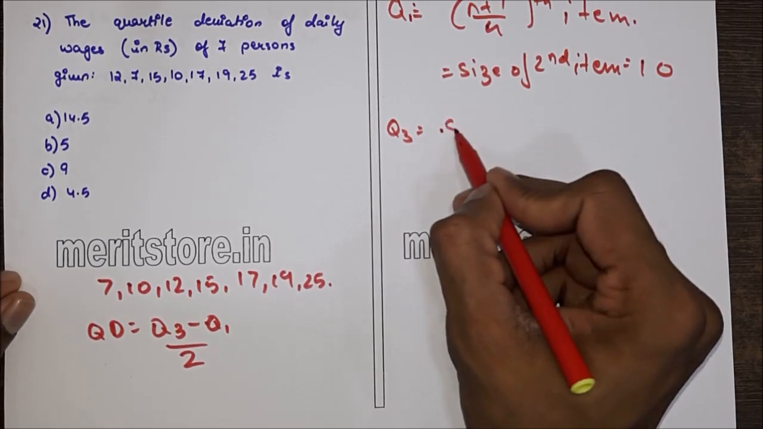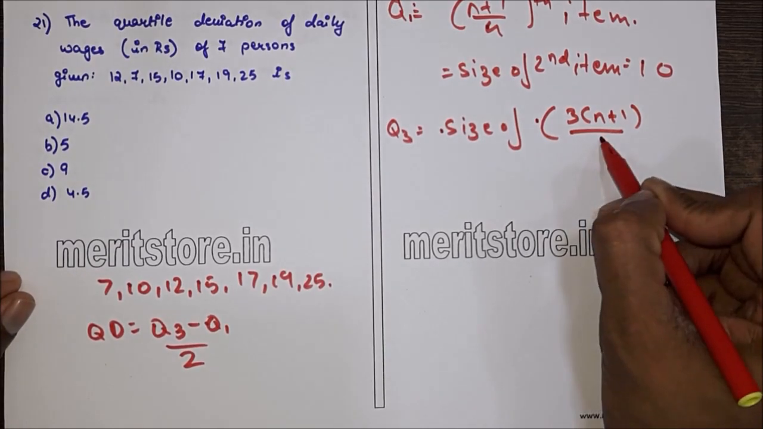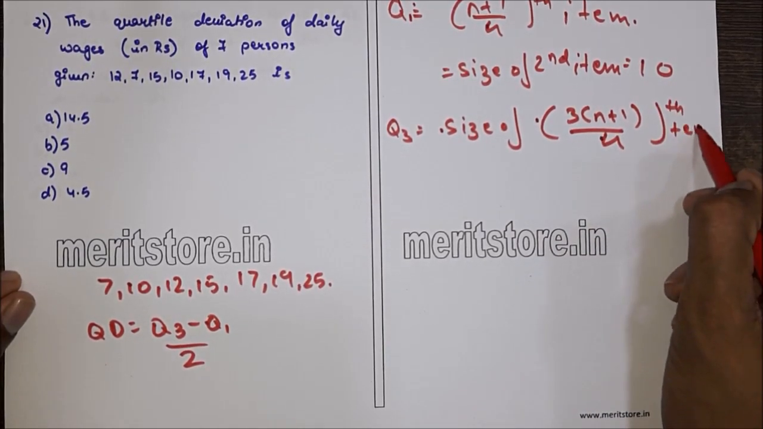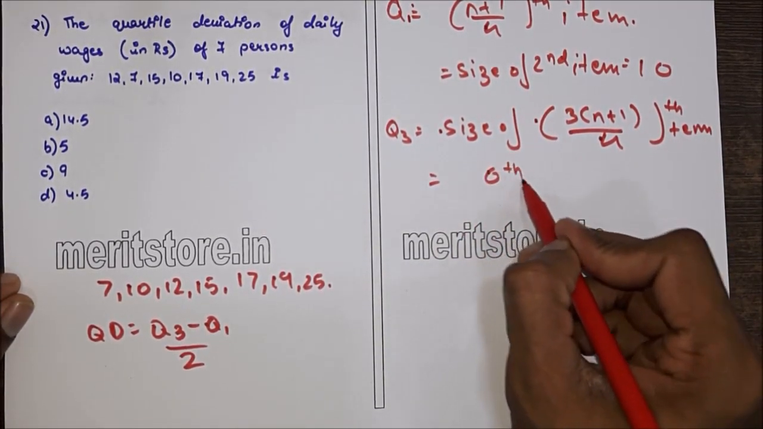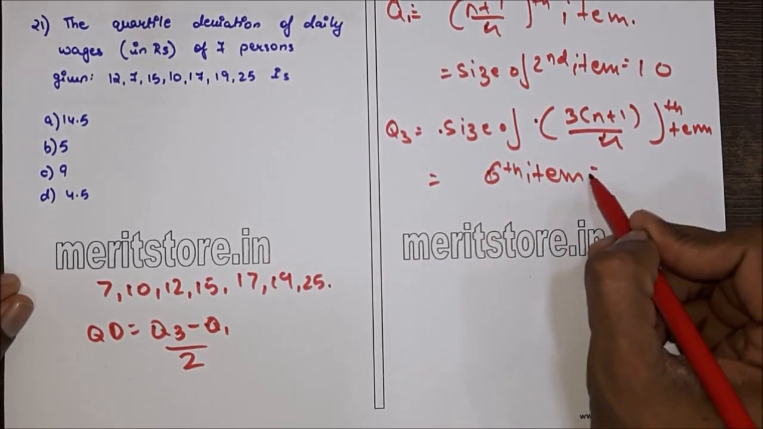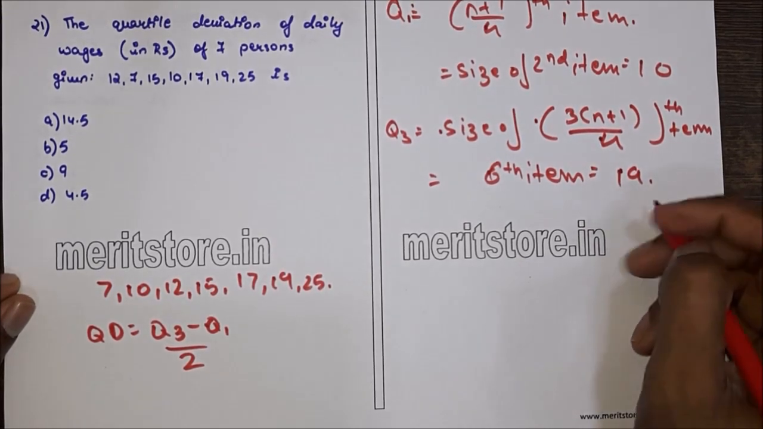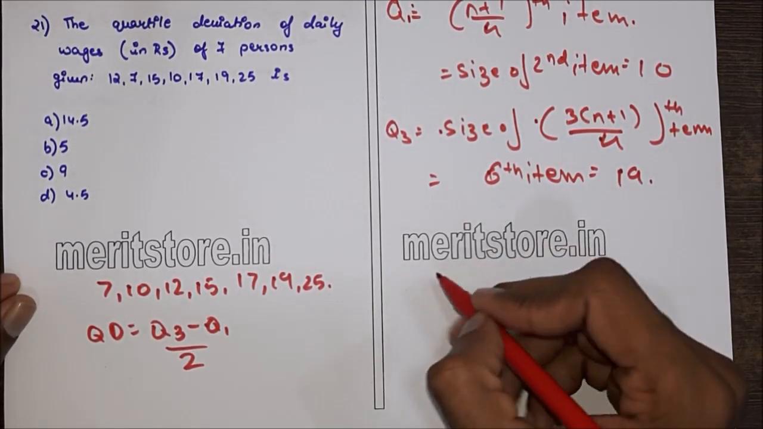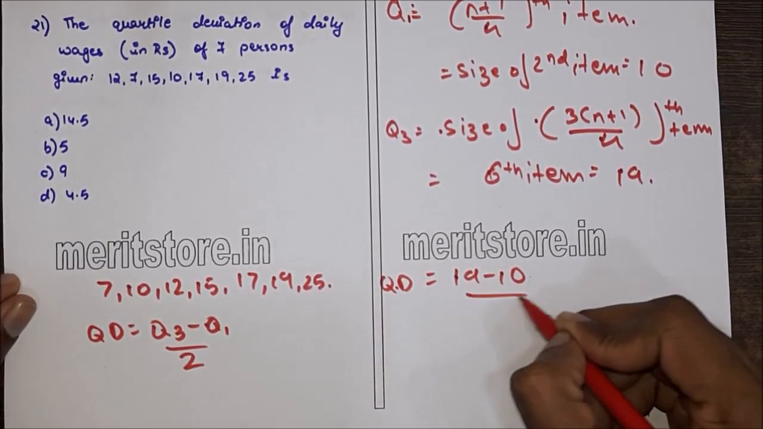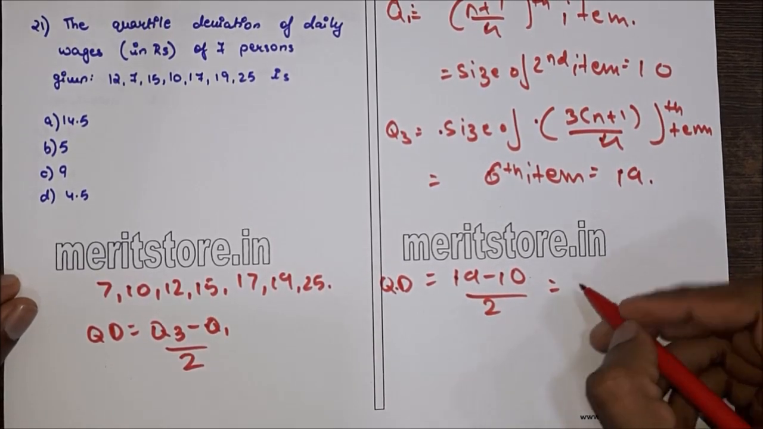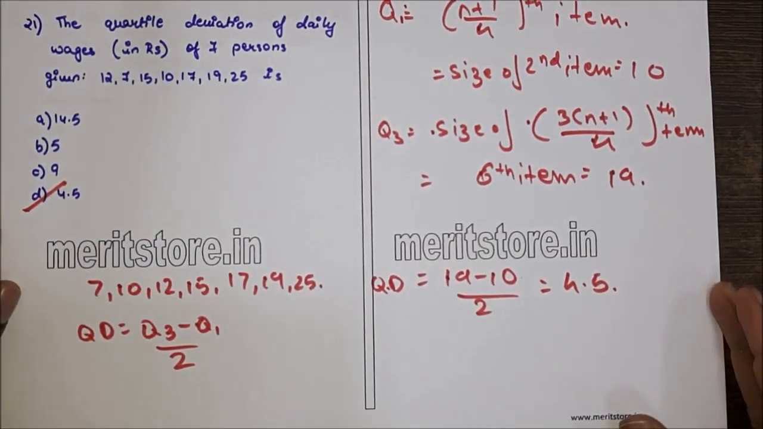Q3 is the size of the 3 times (n plus 1) upon 4th term, which is the size of the sixth item, which is equal to 19. Substituting this value in the formula of quartile deviation, that is (19 minus 10) upon 2, which we further solve, we get 4.5, which is our option D. Therefore, option D is the correct answer.